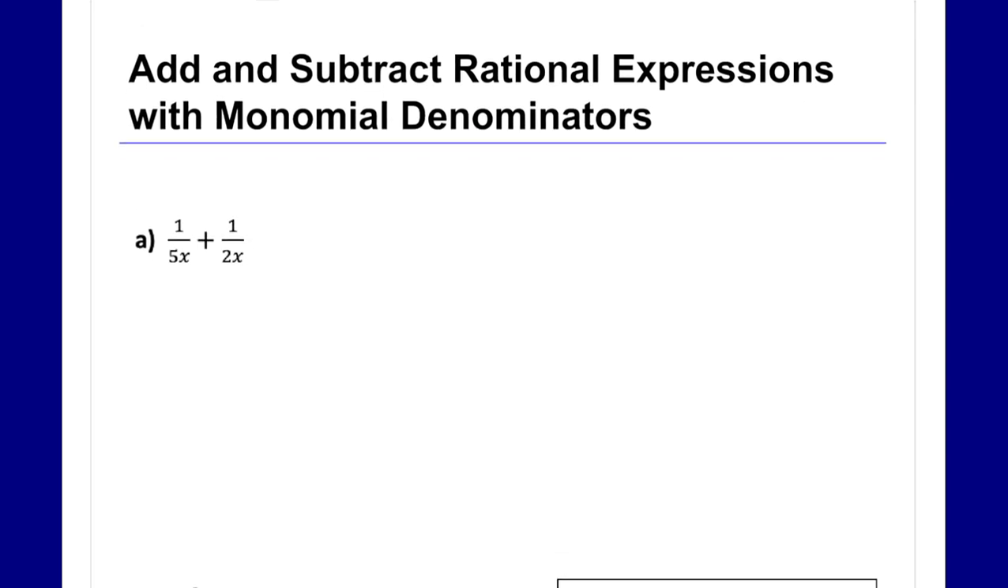So 1 over 5x plus 1 over 2x. This one is a little bit simpler. They both have an x. It's the numbers that are different. So I have to make sure that the numbers in my denominator are the same.